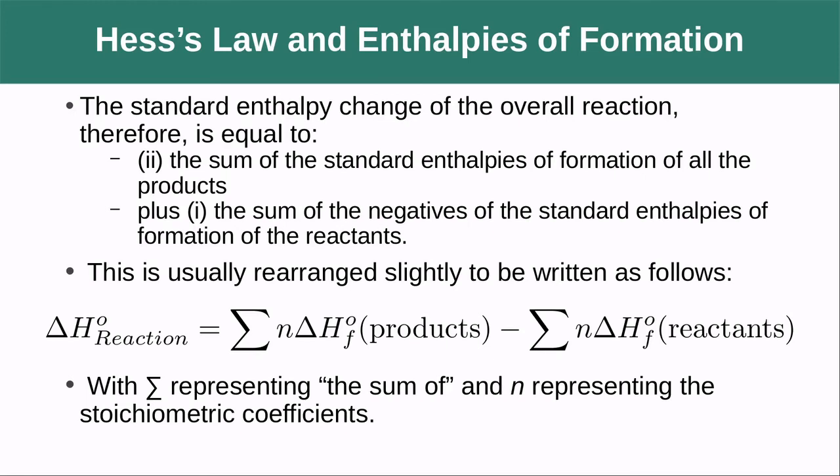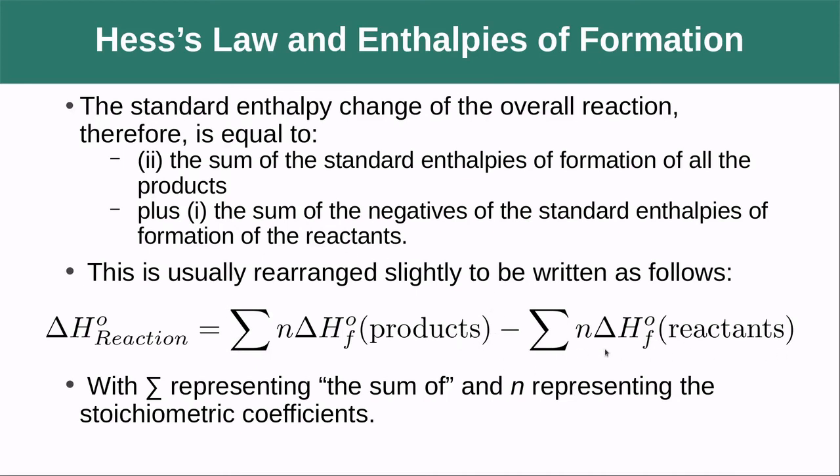Let's take a look at the math, because I think it's actually a little bit easier. We're going to look up in the table all of the standard enthalpies of formation for our products. We're going to multiply each one of those by the stoichiometric coefficients. That's what this n is here. If you're looking at the equation, what are the coefficients in front of that product? And then we're going to sum all of those together. That's going to be one value.